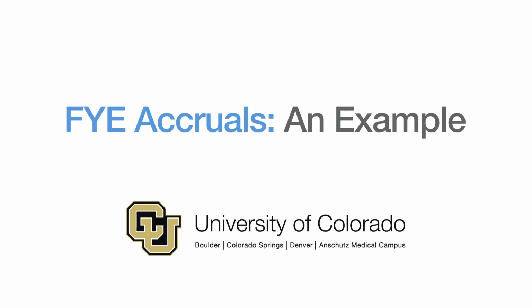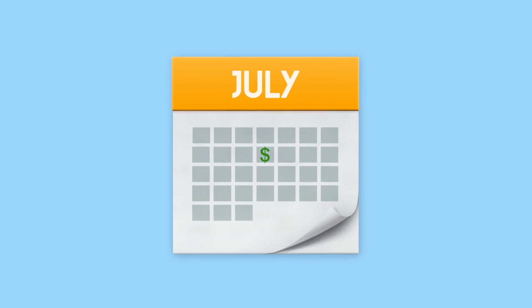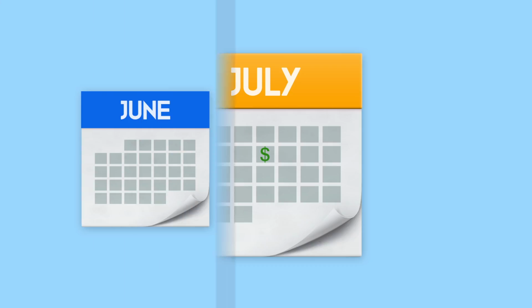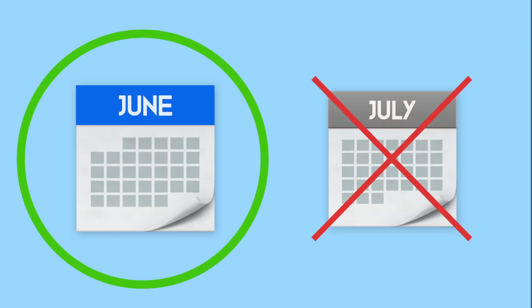At the University of Colorado, our fiscal year ends at midnight on June 30th. Sometimes there are expenses that span fiscal years. For example, maybe an expense incurred in June wasn't paid for until July. When that happens, it needs to be accrued so that it's recorded in June when it was incurred and not July. Here's how it works.